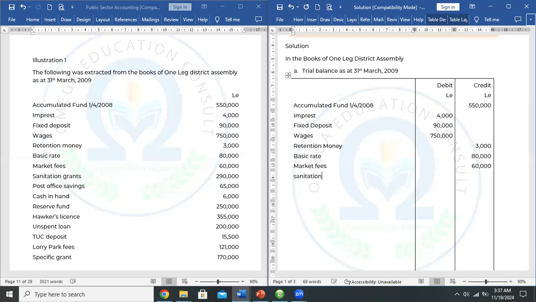Sanitation grants. Sanitation grant. I'm sure you have heard of this before, or you have heard of grant before. I want to hear my professors on this one. Sanitation grant. Please briefly explain and tell me whether it's an income, a liability, or is going to be a fund of the government or the district assembly. Grant. Oh, we know grant now, don't we? Or we forgotten?